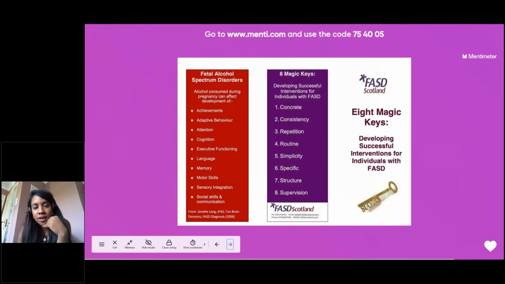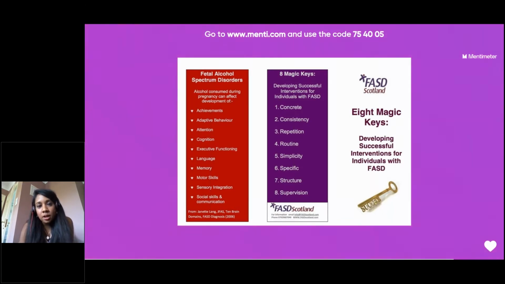So again, just to finish on what's really important. These children do, like all children, have so much potential, but it's really important to know how to unlock that potential. When we think about how the child might be affected, we're thinking about their cognitive function, adaptive behavior, executive functioning, sensory integration, social communication, all of those things that you need to live an independent life, and to be a part of society. So all of those can be affected.